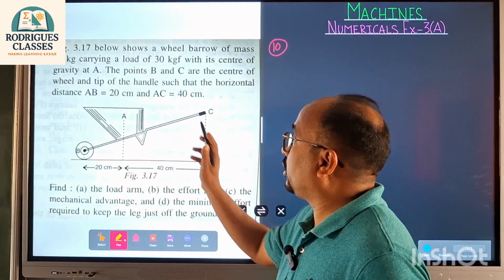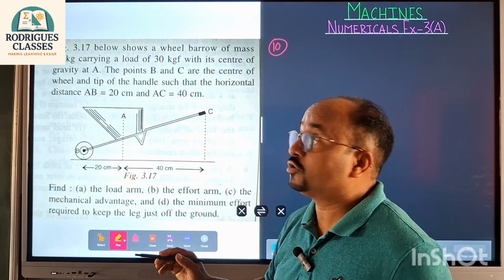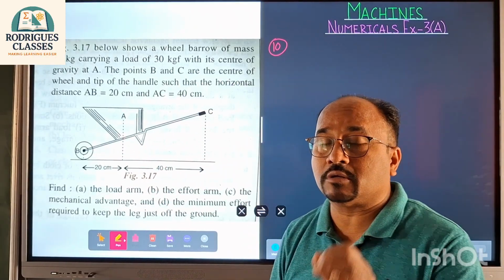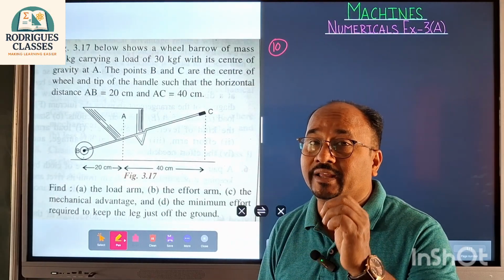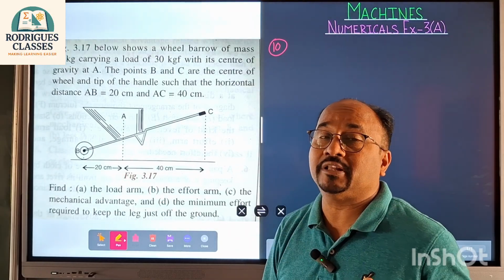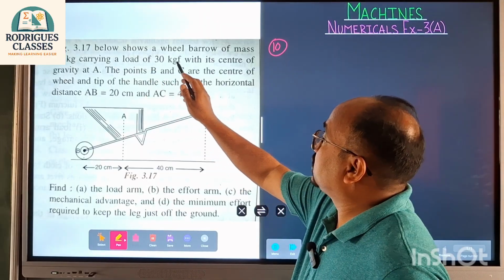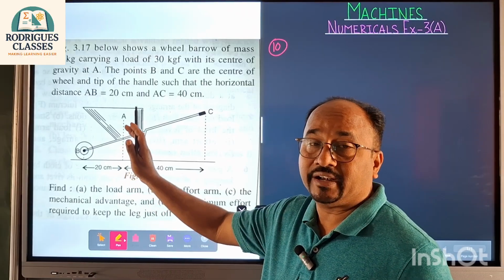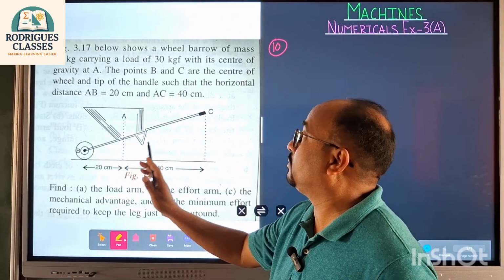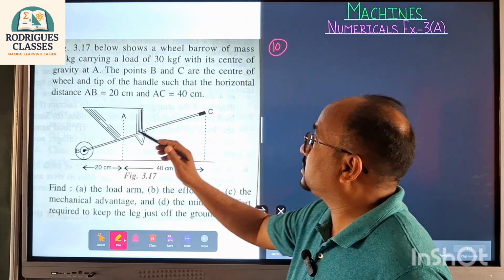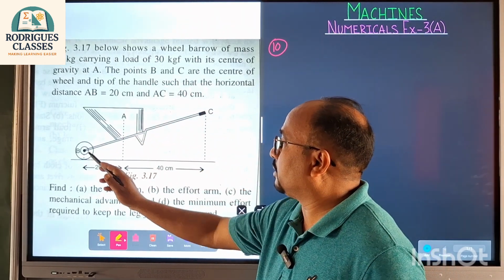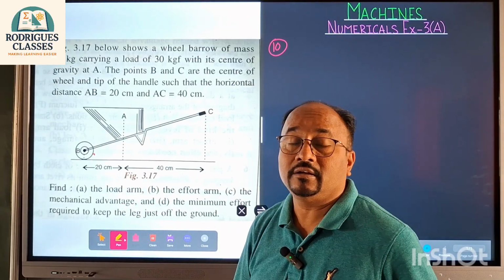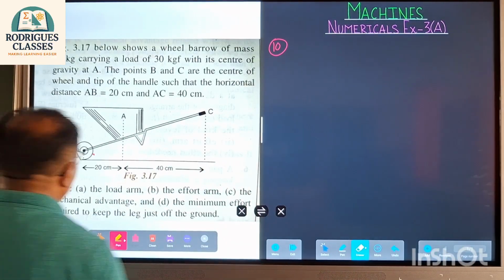It says in figure 3.17, this is a wheelbarrow shown to you all, okay, of mass 15 kg. So the mass of this wheelbarrow is 15 kg because the mass is given. So the weight of this will get added up to the load which will be kept inside it with a load of 30 kgf. So it has a load of 30 kgf with its center of gravity at A. So entire weight will be acting from here. The load also will be acting from here. The points B and C are the center of the wheel and the tip of the handle. This is the center of the wheel. So from here only you will be getting the fulcrum part. So this is the fulcrum.